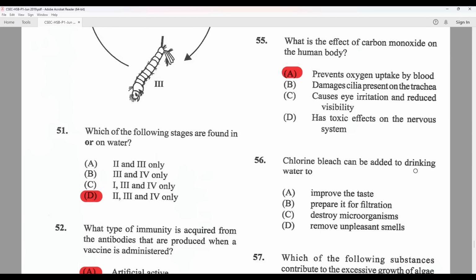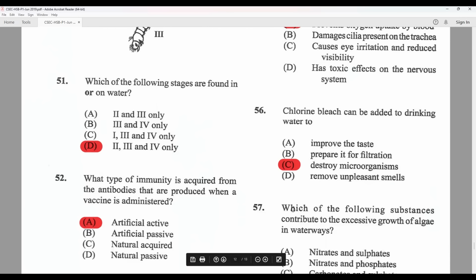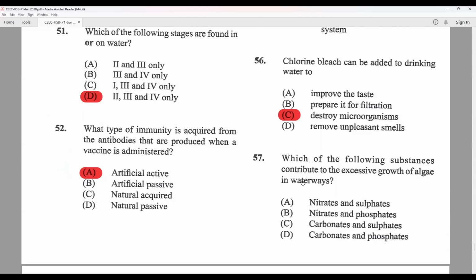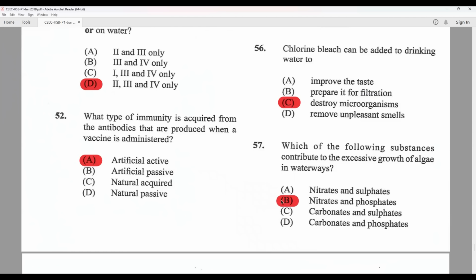Chlorine bleach can be added to drinking water to do what? Improve the taste, prepare filtration, destroy microorganisms, remove the unpleasant smell. It's to destroy microorganisms. Which of the following substances contributes to the excessive growth of algae in waterways? We are looking for nitrates and phosphates. Yes. B.